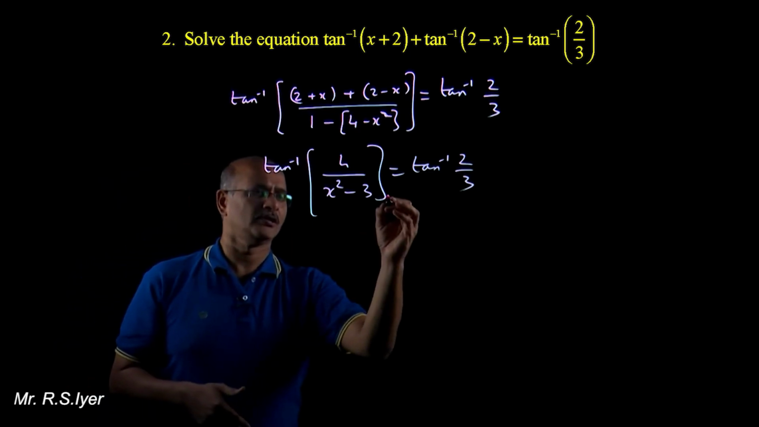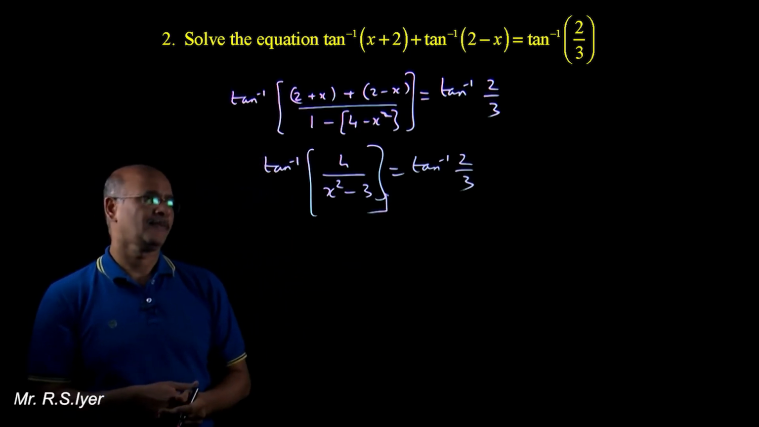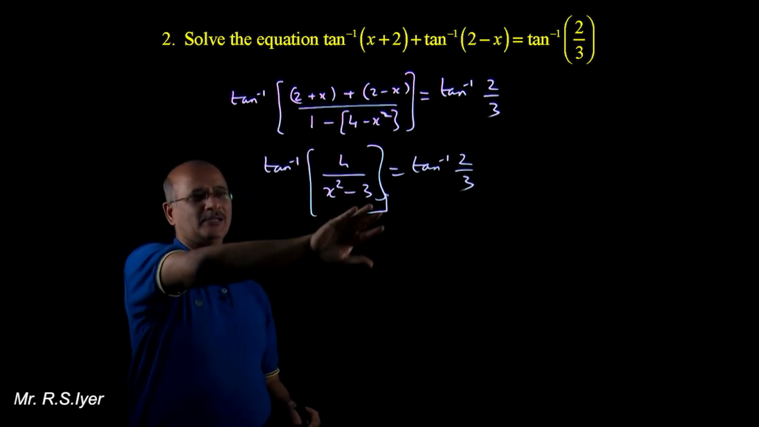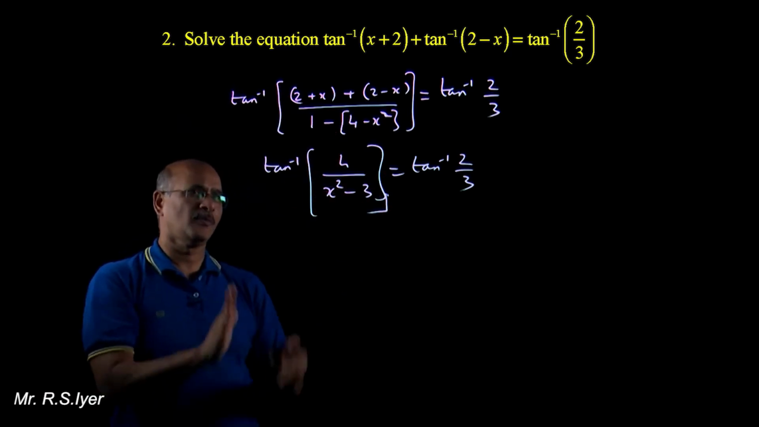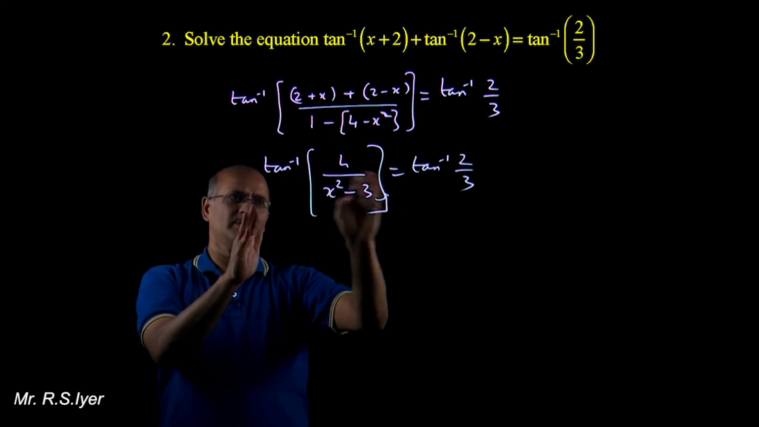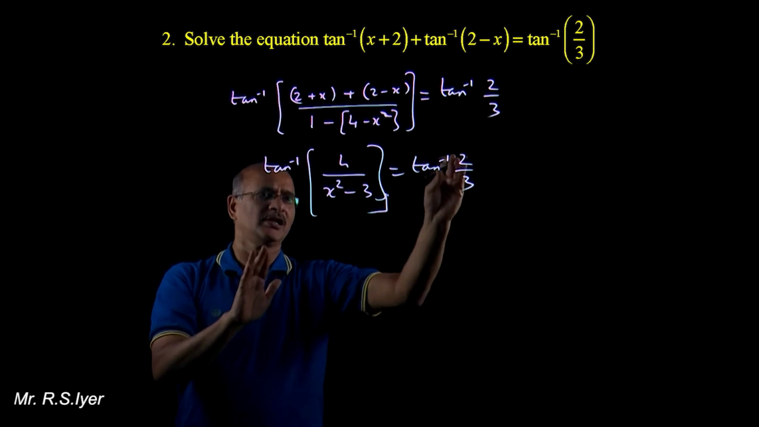Understand what is happening, children, in this case. 1 minus 4 is minus 3, so you can write minus 3 plus x square. I just reverse it: x square minus 3. Now, both sides you see tan inverse, don't eliminate. There is an equality between them, so I am equating the integral part of it.